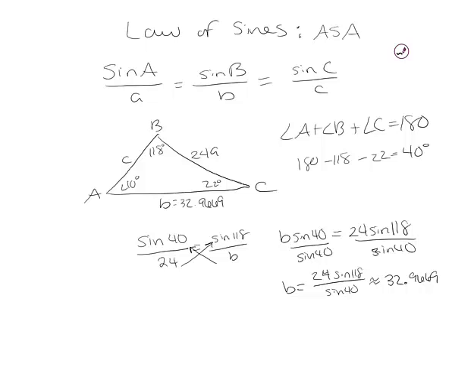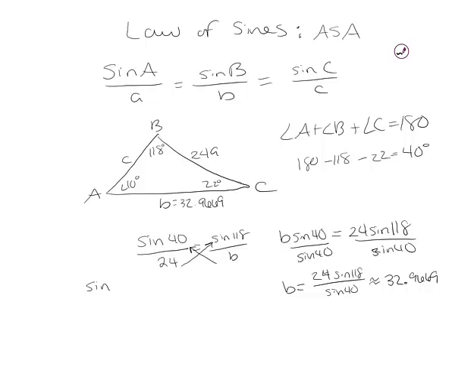Alright, so again, to find letter C, we're going to do the same thing. We're going to use a ratio that we know and set it equal to the sine of C over c. Now, as far as which ratio we should use, we actually now have two. We have 40 degrees and 24, and we have 118 and 32.9669. I'm going to go ahead and still use the 40 and 24 because I know those are exact values. This 32.9669 is an approximation. We had to round it a little bit. And if we use a rounded number in the beginning, it's going to give an even more inaccurate version of c. So let me start off with the one that we know the exact numbers for.